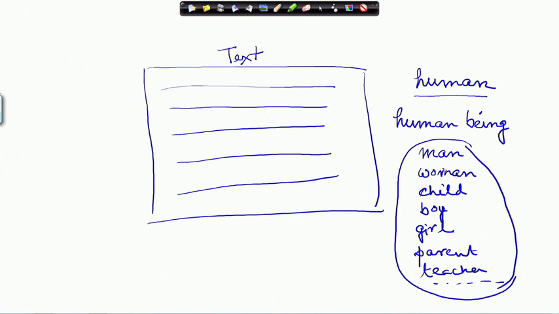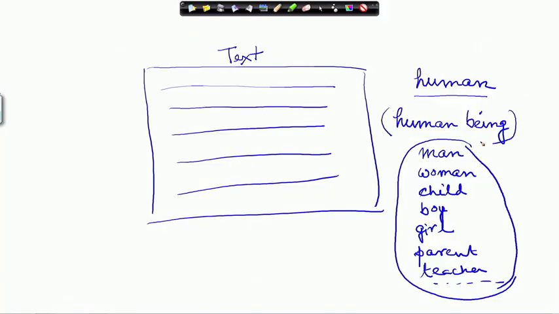If it be a woman, then also it is a human being. If it be a child, then also it is a human being. If it be a grandparent, it is also a human being. In that case, the problem becomes a little more difficult than the previous version of it, where we wanted to just find out the word pair "human being".